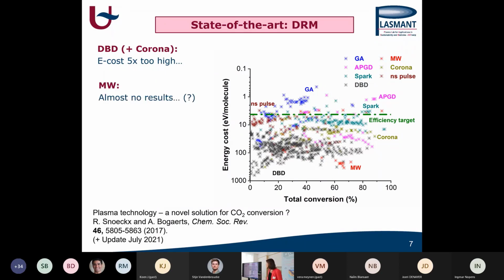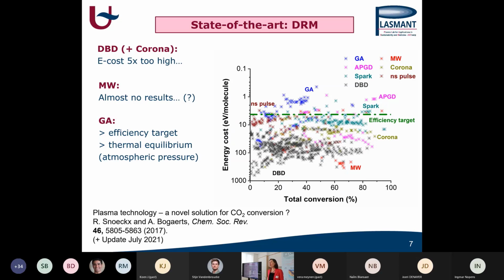But we also see that microwave plasma, the red points here, is very striking. There are not so many data points in literature, and the energy cost seems to be very high. This is quite striking, because for CO2 splitting, these were the best results. On the other hand, for dry reforming, very good results have been obtained. So the blue data points here are again above the efficiency targets, and also above thermal equilibrium.